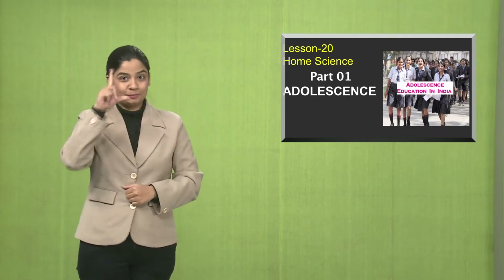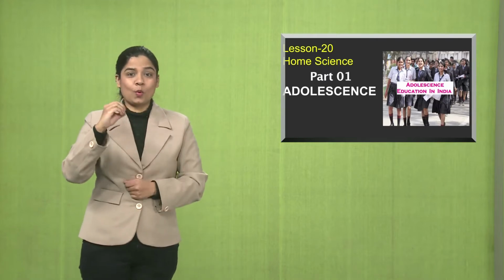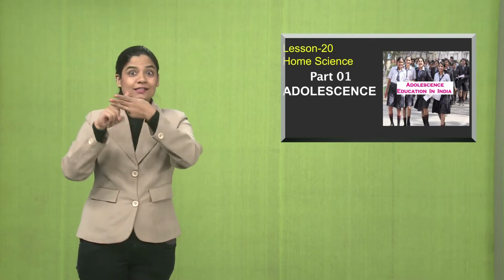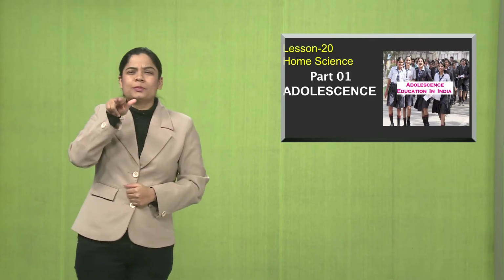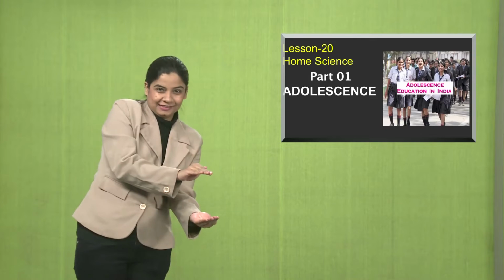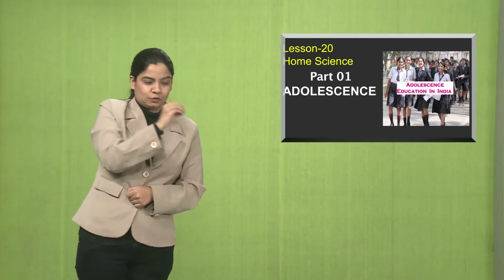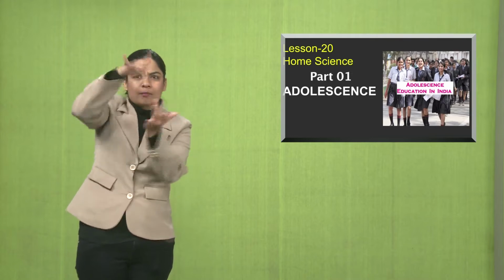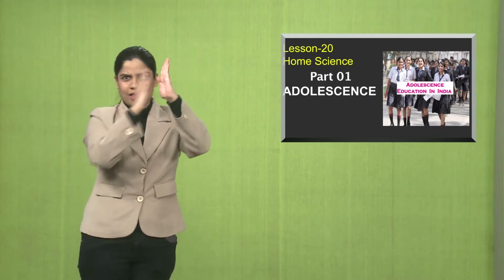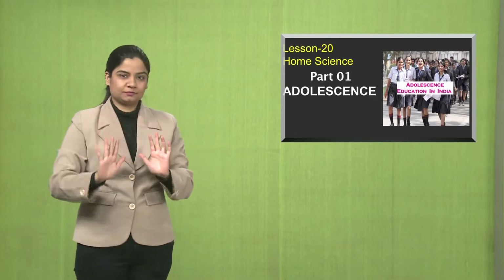The title is, as you can see from the picture, Adolescence. That is the spelling of the word. Adolescence means a person who is neither a child nor an adult. The age is between childhood and adulthood, starting from 11 years to 18 to 19 years onwards. That's the age that is called an adolescent age.